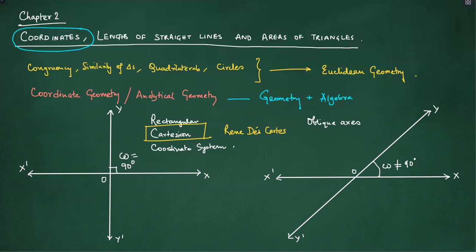I'm quickly going to go through the concepts related to this one. Just for the sake of the fact that we can also have oblique axis, I'm going to build upon the basic concepts of coordinate geometry with oblique axis instead of a rectangular Cartesian coordinate system. So let's get started with that.